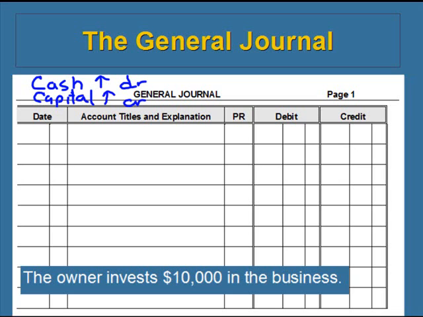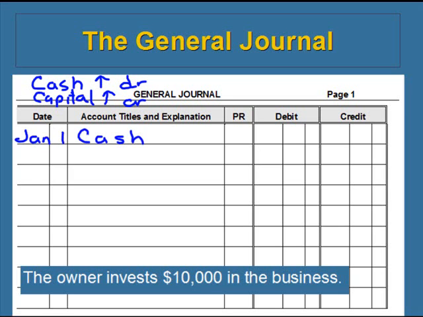We have to have the transaction analysis done before we complete the general journal because we have to put the information in the general journal in a certain way. The first thing you do is fill out the date of the transaction, and I'm just going to make up a date, and I'm going to say January 1st. In the account titles and the explanation, we're going to put the account that is debited first. So in every journal entry, the account that is debited is going to go first, and that happens to be cash in our example. We're going to ignore the PR column for now.